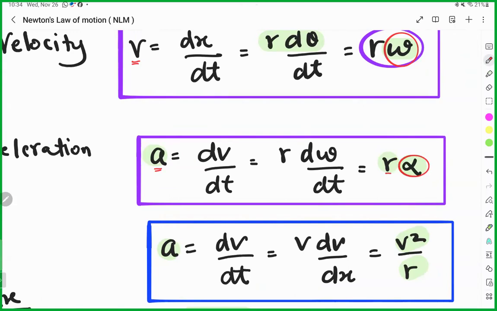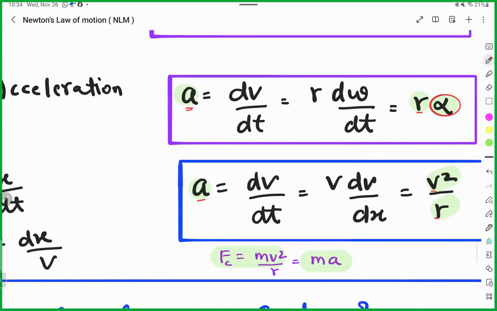Acceleration, if you calculate in the form of velocity, it is v square by r. How? Do you know here that it is v dv by dx? So you integrate: the integration of dv gives v, so it becomes v square by 2. And x is equal to radius, so overall it is v square by r. Any doubt?